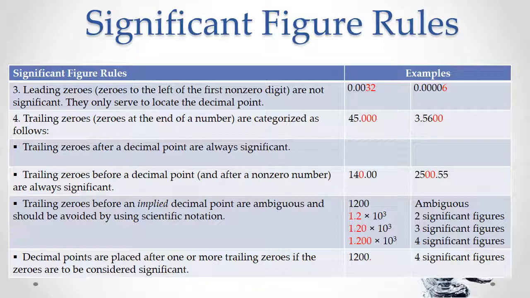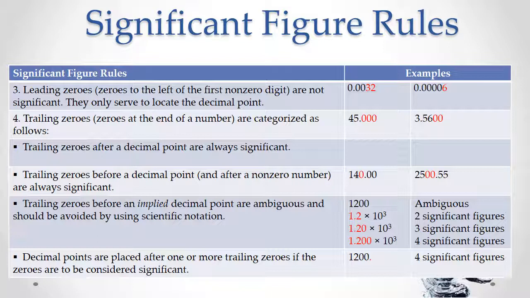Trailing zeros before a decimal point and after a non-zero number are always significant. If we look at the example 140.00, the 0 before the decimal point is significant. Therefore, there are 5 significant figures in that number. 2500.55 has 6 significant figures in that answer.